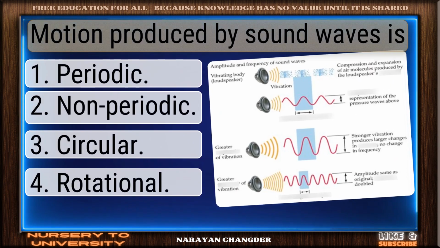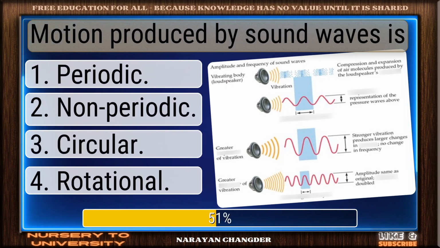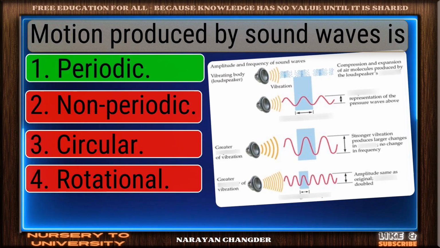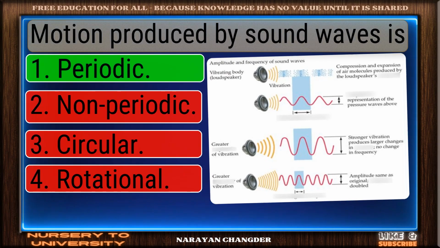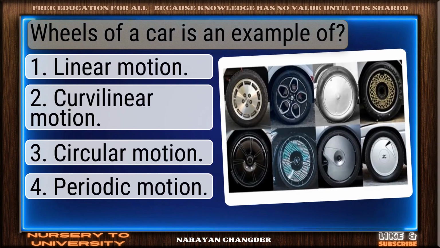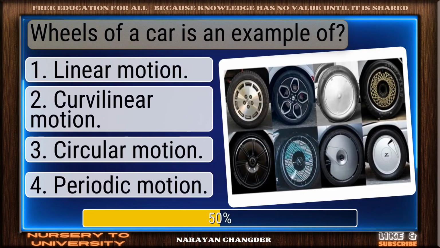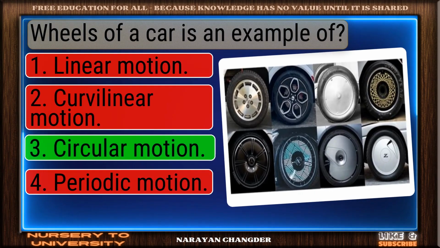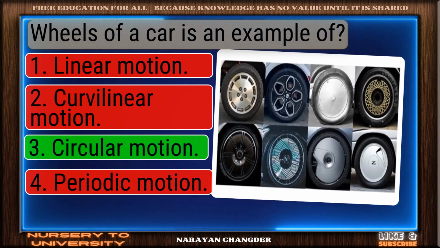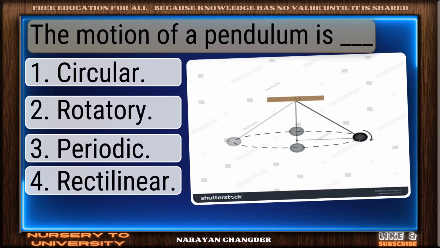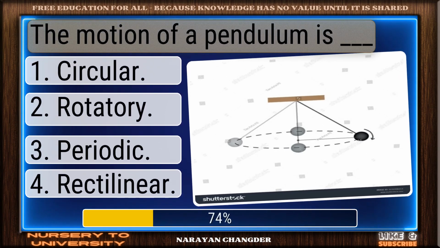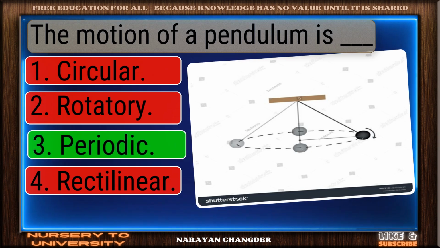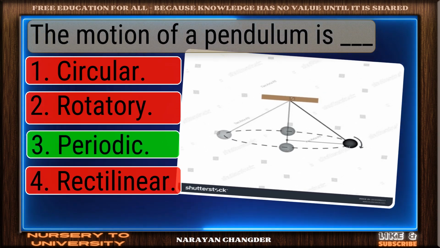Motion produced by sound waves is. Nice selection. Periodic is the correct and valid answer. Wheels of a car is an example of. Well reasoned. Circular motion is the correct choice. The motion of a pendulum is dash. Correct. Periodic is the right answer.